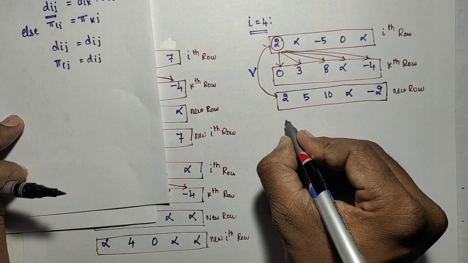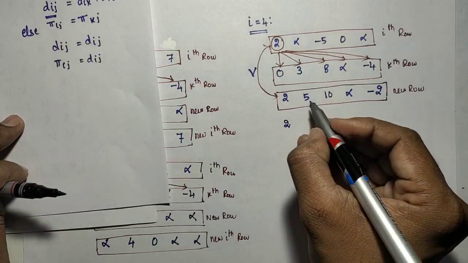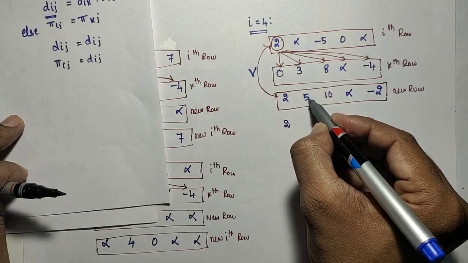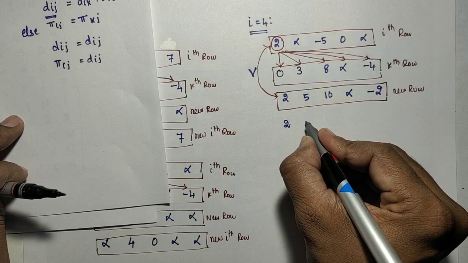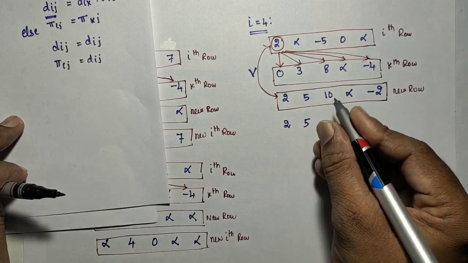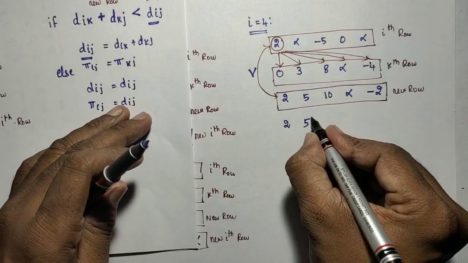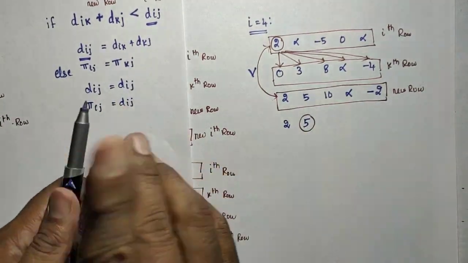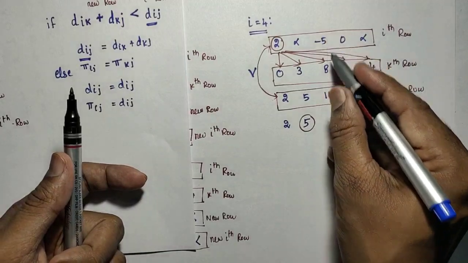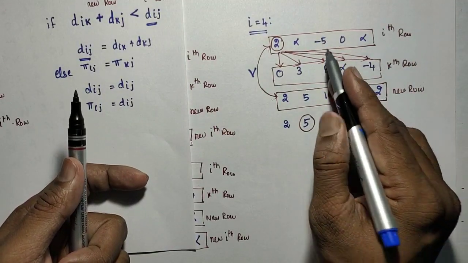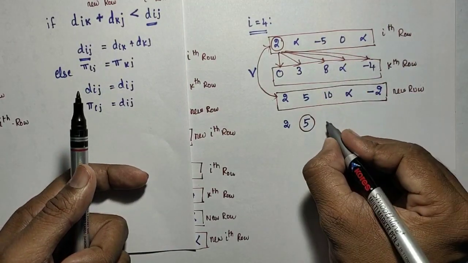Then 2 and 5, infinity. 5 is less, so I need to update this element with 5. So now the infinity is changed to 5. The changes occurred here. The next one, 10 and minus 5. Minus 5 is less, so no need to change it.